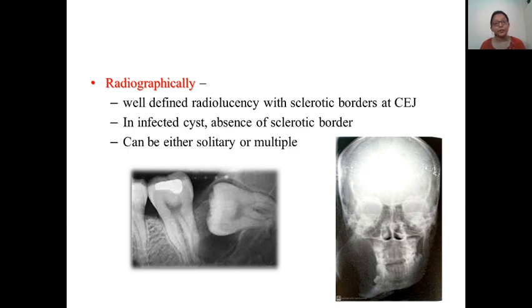When we see it radiographically, we see a well-defined radiolucency with a sclerotic border at the cemento-enamel junction, but in case of an infected cyst, there is absence of the sclerotic border. It can be either solitary or multiple. This is a PA view of the dentigerous cyst shown on the right side.